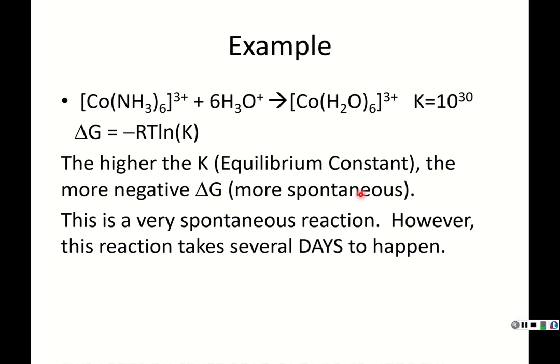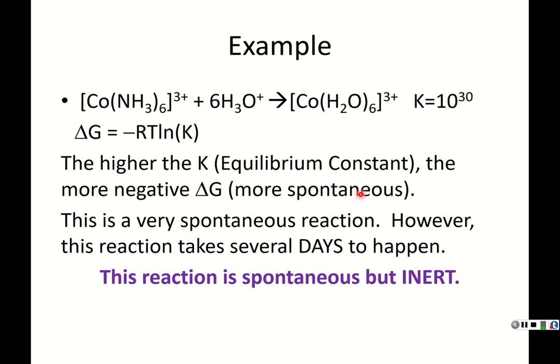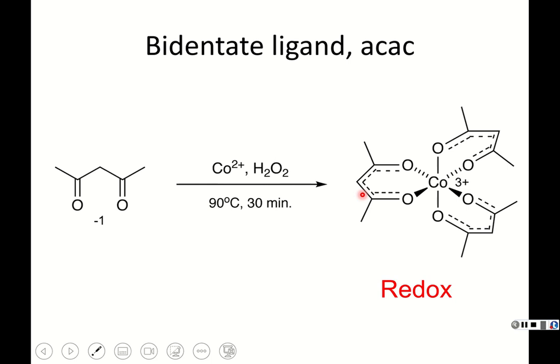Okay, so this is a very spontaneous reaction. However, this reaction takes a long time to happen. And thus this reaction is spontaneous but considered inert. So this is very similar to that reaction of diamond turning to graphite, right? They're both spontaneous but inert. Okay, another example of a redox reaction shown here.